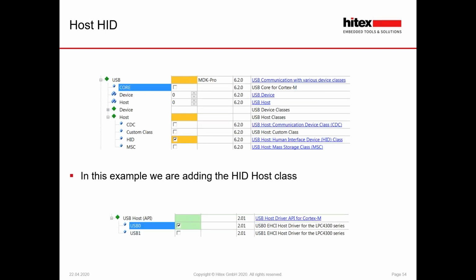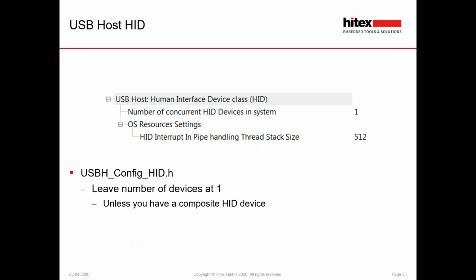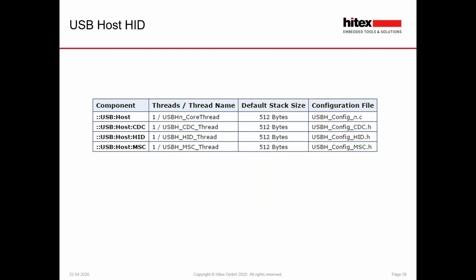Similarly, when we're using HID, we can enable HID support in here, device host, and then the core library, and again select the CMSIS driver. That will now allow us to start to use HID devices. We can set the number of concurrent devices in the system. This is a default of 1, unless you are going to use a composite device that supports a couple of different profiles for HID devices, so a mouse and an integrated keyboard, for example.